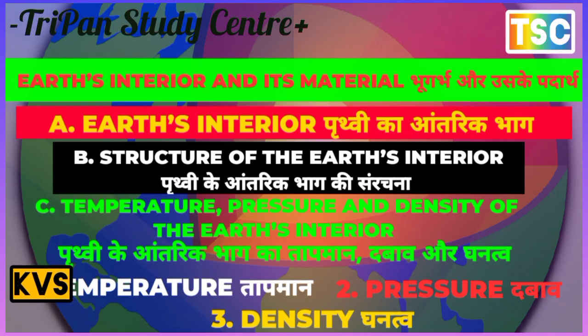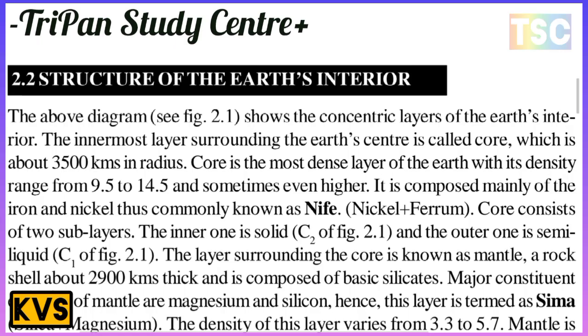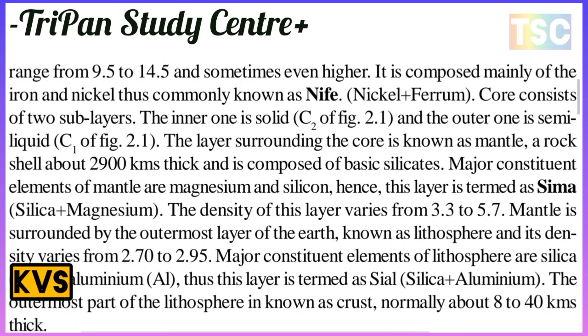The next topic is the structure of the Earth's interior. The diagram above shows the concentric layers of the Earth's interior. The innermost layer, surrounding the Earth's center, is called the core, which is about 3500 kilometers in radius. The core is the densest layer of the Earth, with a density ranging from 9.5 to 14.5 and sometimes even higher. It is composed mainly of iron and nickel, and is thus commonly known as the Nife. Nife means nickel and ferrum. The core consists of two sub-layers. The inner one is solid, meaning C2 in the figure, and the outer one is semi-liquid, meaning C1.